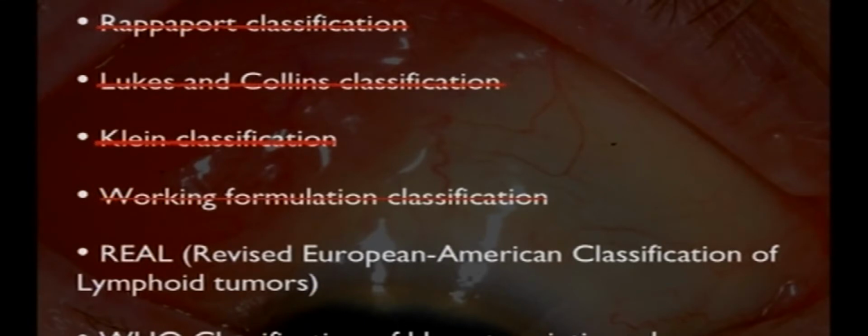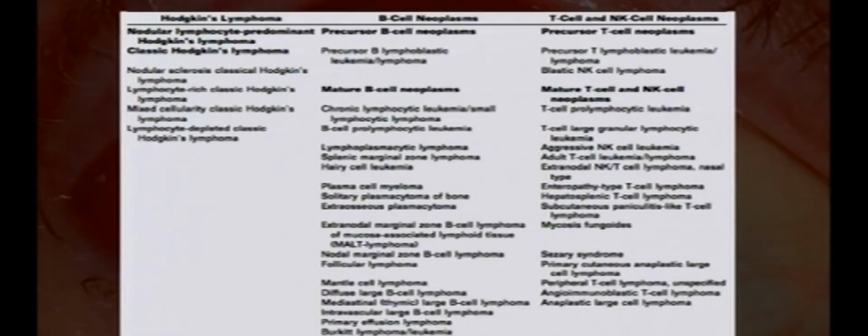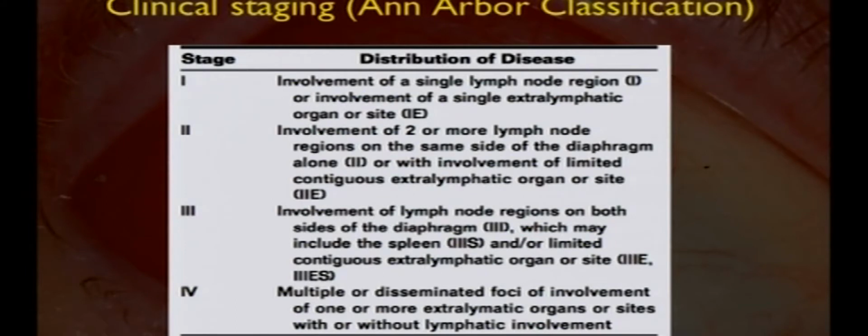Things changed with the advent of the revised European American classification of lymphoid tissue, which is now incorporated into the WHO classification, which divides lymphomas into the Hodgkin's lymphoma, the B cell neoplasms, and the T cell and NK neoplasms. However, you need to understand one thing here, that this is only a classification based on the cell type, but this does not help you get the prognosis for the patient, and moreover, these were not classification systems applied to the ocular adnexal lymphoma. This is what was given in general for the body.